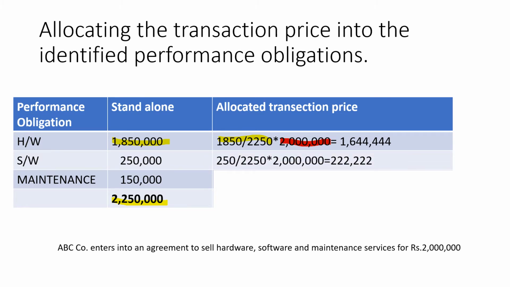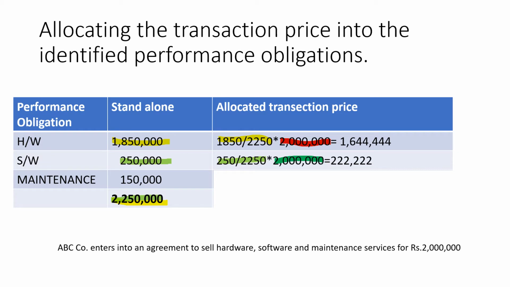In the software, standalone it will take 250,000 out of 2,250,000. So as a fraction, we can take these two values and then we are going to multiply it with the agreed price of 2 million. So we are getting the value as 222,222.